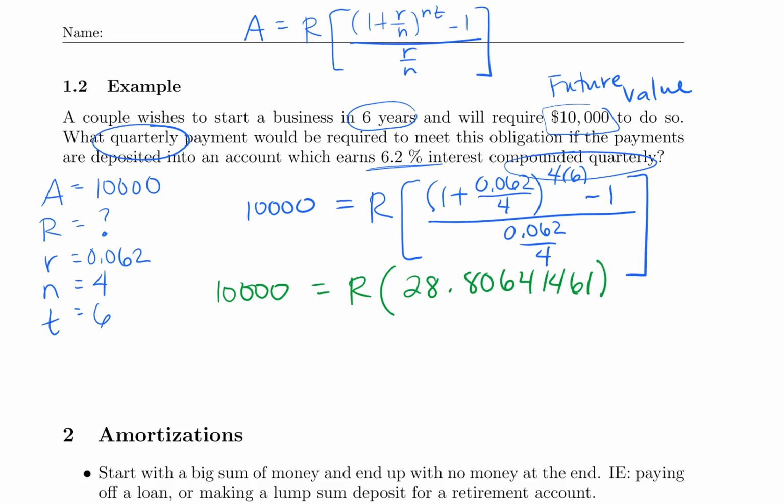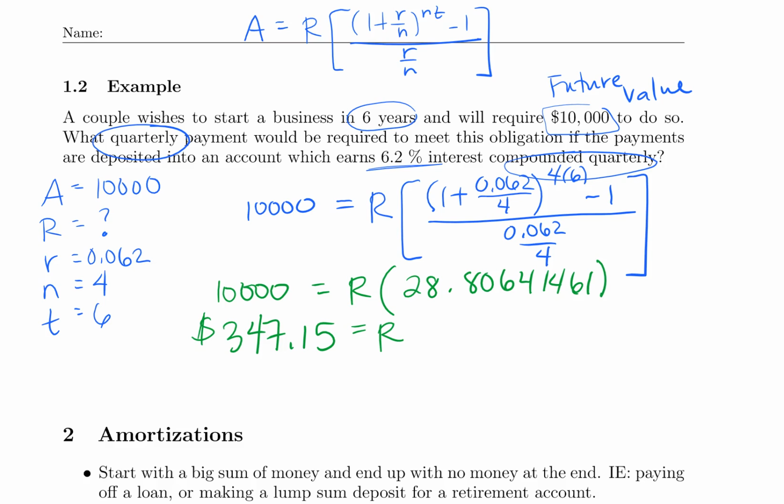28.80641461. Notice that I didn't round this, and I didn't round at any point in between. I just used the previous answer in my calculator, kept that number in there, and kept manipulating it. If we divide both sides by this number, 28.8064 and so on, we'll end up with $347.15.